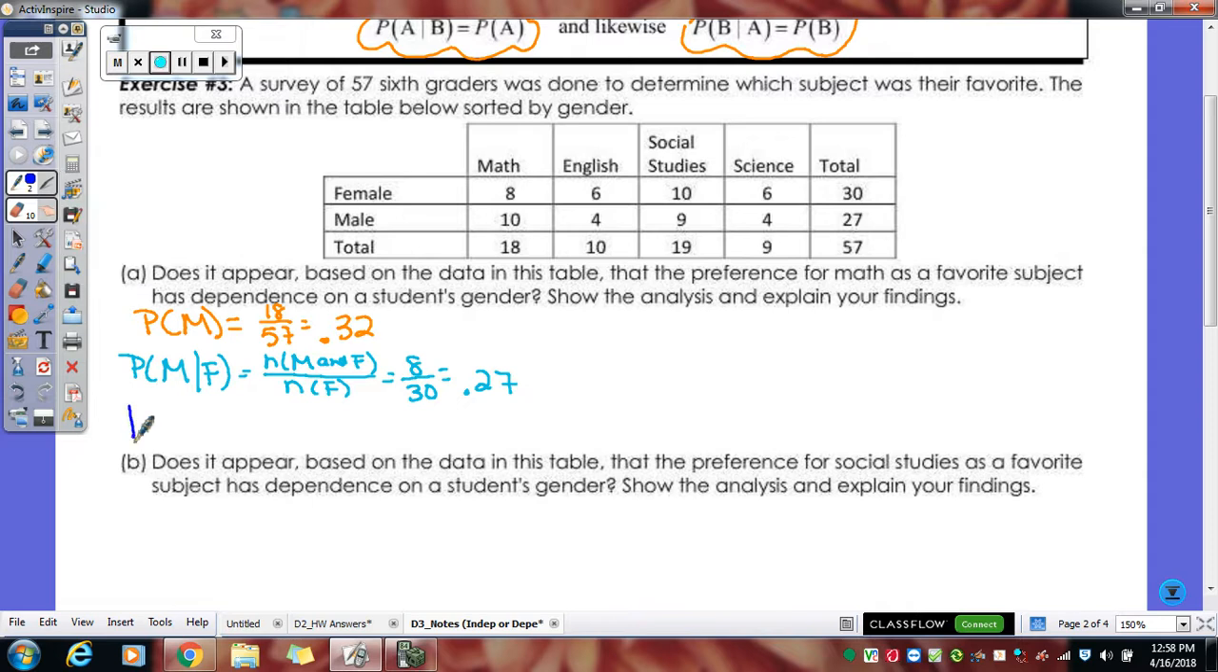And then the other one we have to do is the probability they pick math given that they are male. I don't want to use M again for male because I already used it for math, so I have to switch it up. Well, we're going with gender, so male, female. That's the number who picked math and are male over the number of males. So how many males picked math? 10. Out of how many males total?